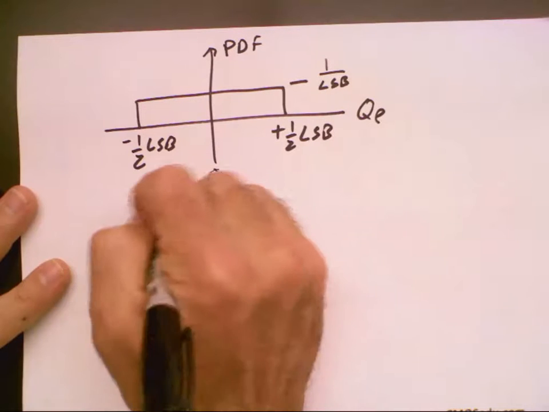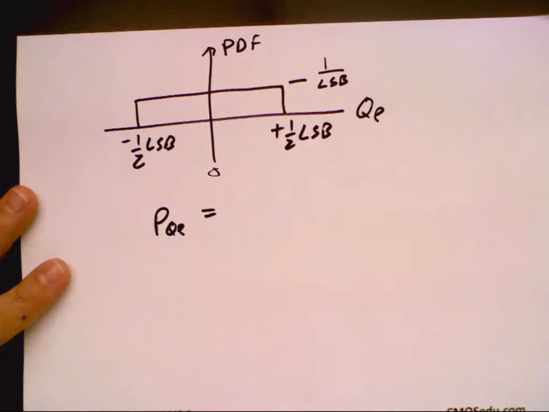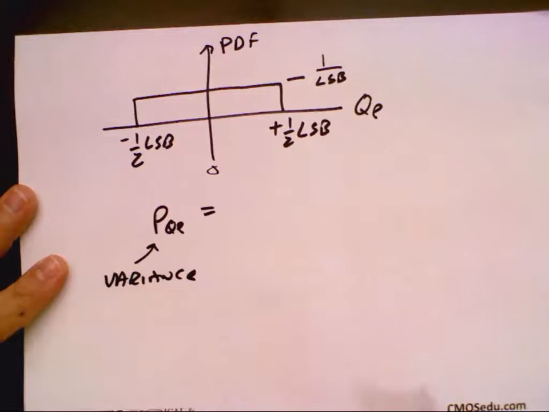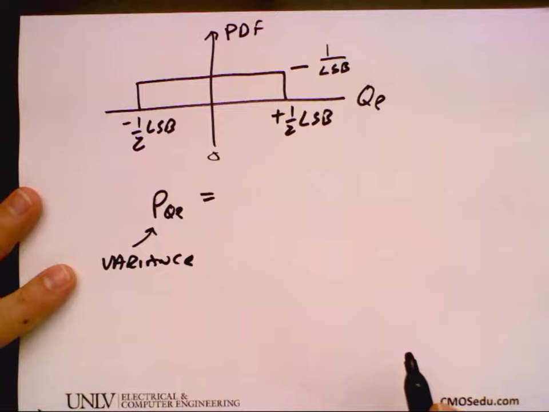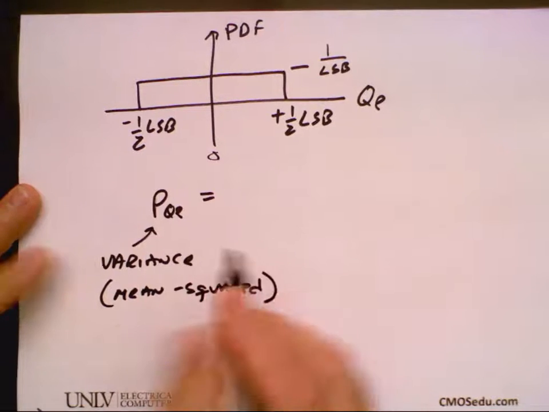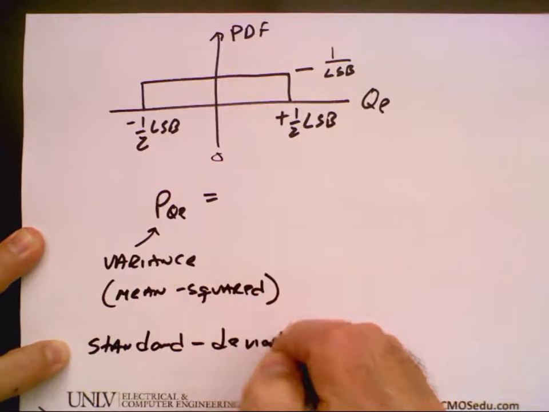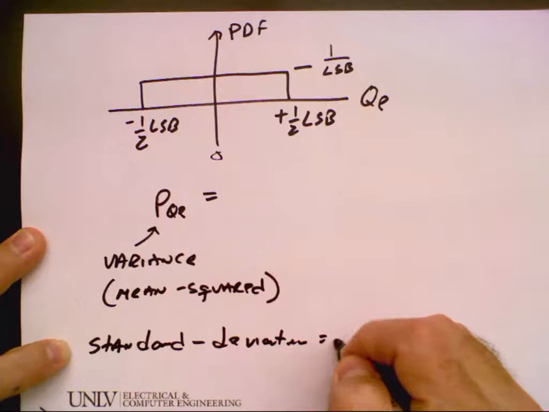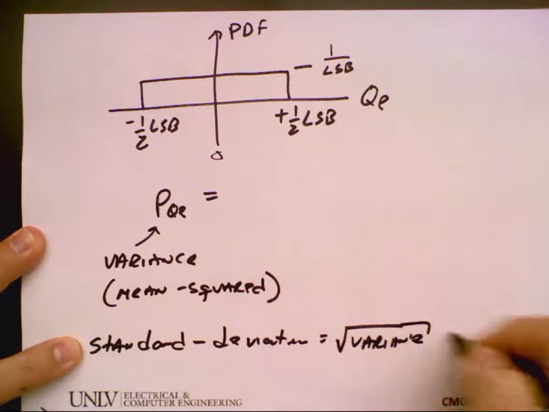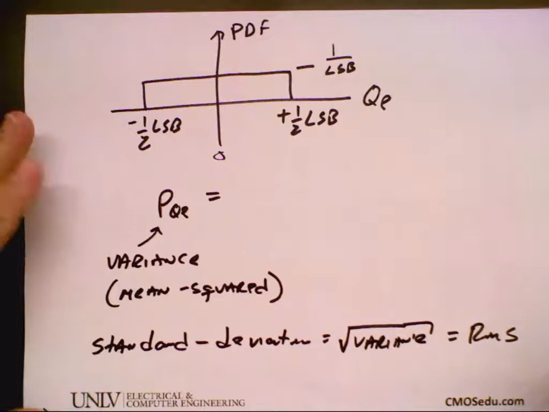So I'm going to write the probability quantization error here is equal to, well, the variance, I should say, which, it's kind of unfortunate they use this language, but for us it's the mean squared, and then the standard deviation is, well, yeah, but it's also the square root of the variance, and that's equal to the RMS, root mean squared. Okay, everybody probably knew that, but we'll write it out anyway.